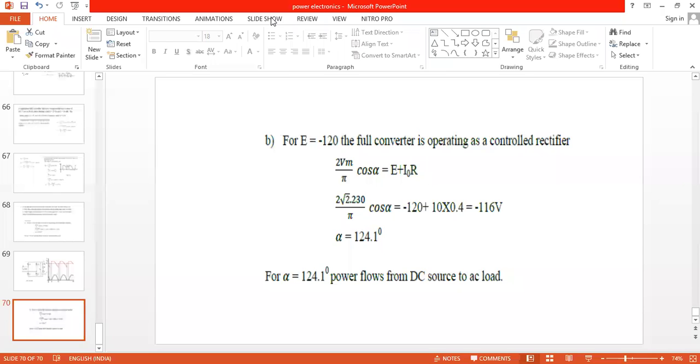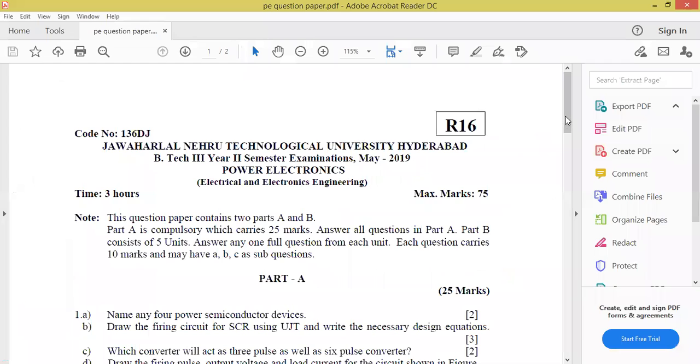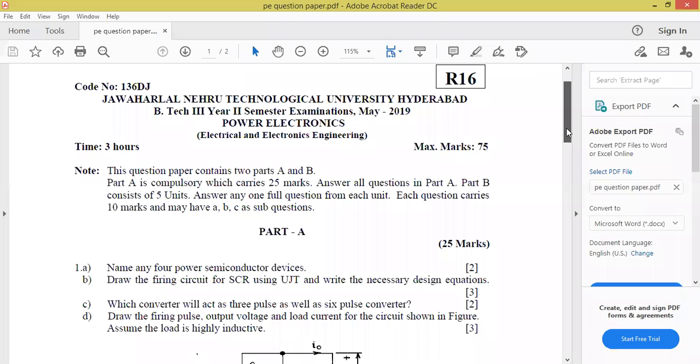Now let me share the question paper. On the question paper you are going to share. So let us take the last year question paper. What I am mentioning, at a time we will finish the first unit and second unit very soon. I am just sharing the question paper.